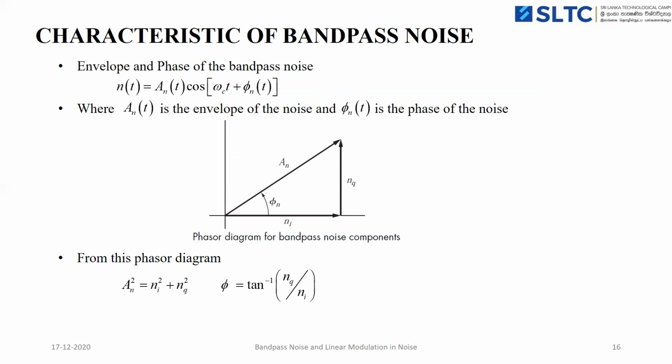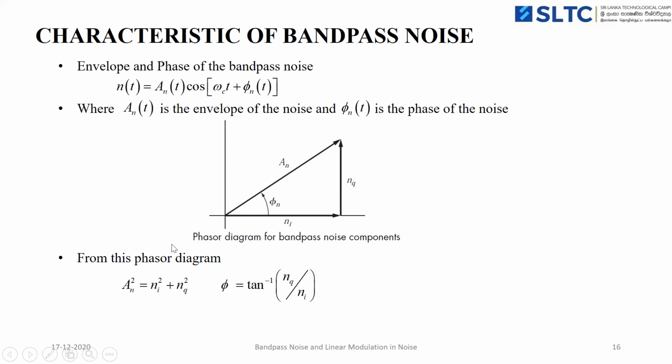We can represent the bandpass noise in another form, as envelope and phase, denoted by n(t) equal to A_n(t) cos(ω_c t plus φ_n(t)), where A_n(t) is the envelope of the bandpass noise and φ_n(t) is the phase of the bandpass noise. This diagram shows the phasor diagram of the bandpass noise. From it, we can find the magnitude and the phase of the bandpass noise.